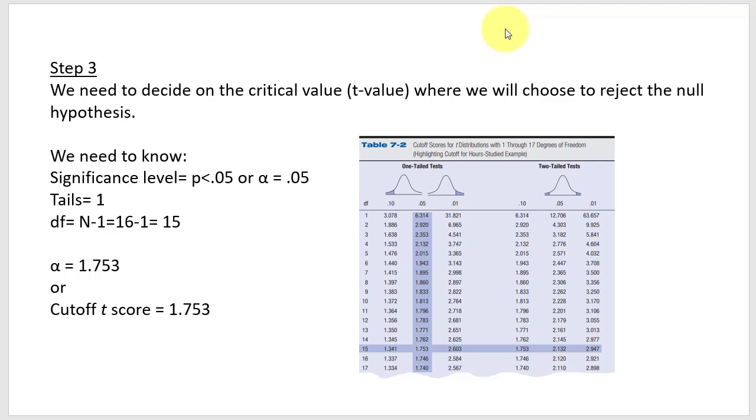We need to know 3 things: significance level, the number of tails, and the degrees of freedom. The significance level is given to us in the example. We want to know if it is significant at the 0.05 or the alpha level equal to 0.05. Number of tails is 1. Remember, we're interested in an increase in study time. We think that our sample will have a greater study time. And the degrees of freedom is equal to 15. N minus 1, which is 16 minus 1 equals 15. Our alpha level, our cutoff t-score, same thing, is equal to 1.753 according to our t-table.